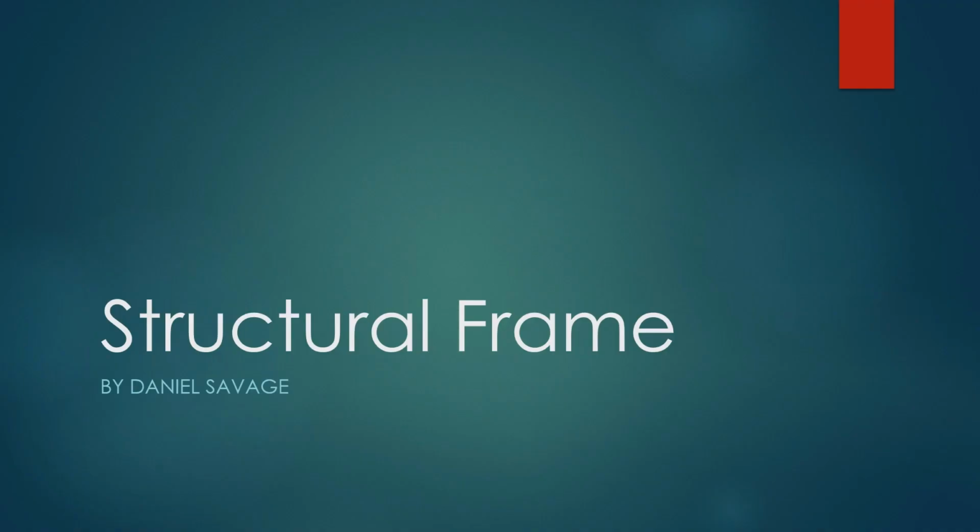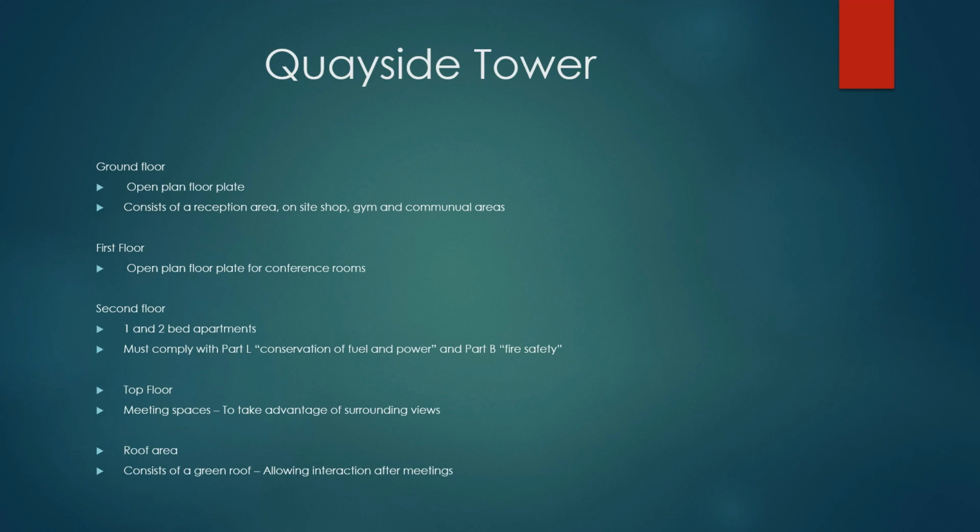My name is Daniel Savage and I will be presenting to you the structural frame on Quayside Tower. Ground floor will consist of an open plan floor plate with a reception area, on-site shop, gym and communal areas. First floor will also be an open plan floor plate. This will be for conference rooms. Second floor, 1 and 2 bed apartments.